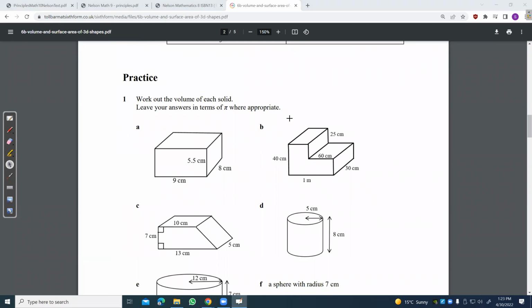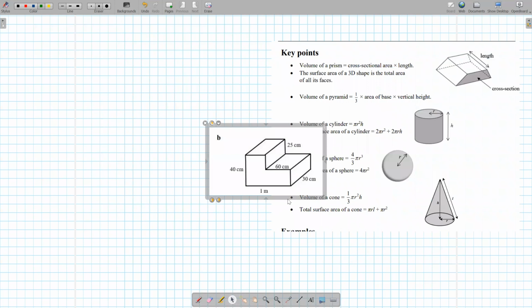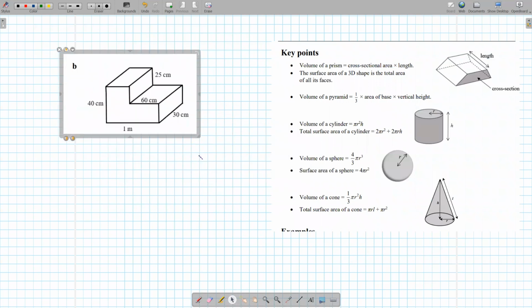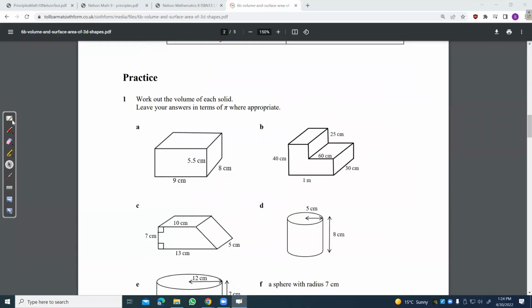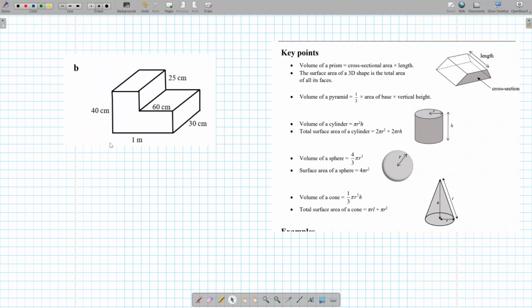So this question is asking us for the volume of each solid. They're strictly asking us for the volume. But if you were to find the surface area, how many faces does this thing have? So here, let's just count the faces. Surface area is pretty simple. There's one here, there's 2 here, there's 3 here, there's 4 here, right?